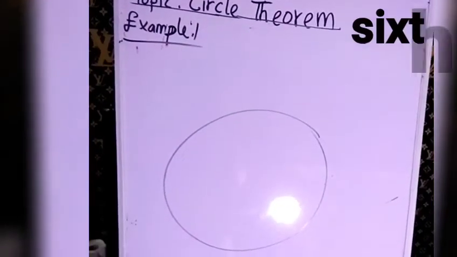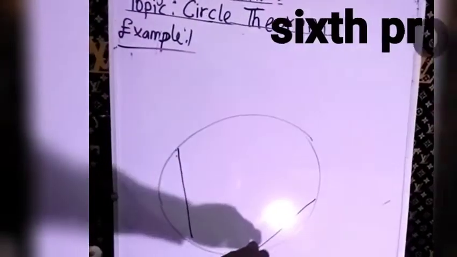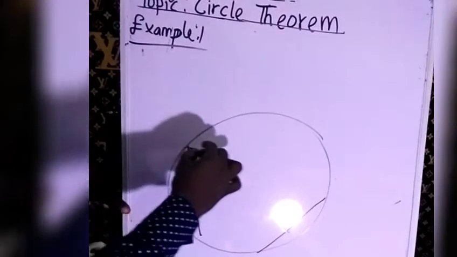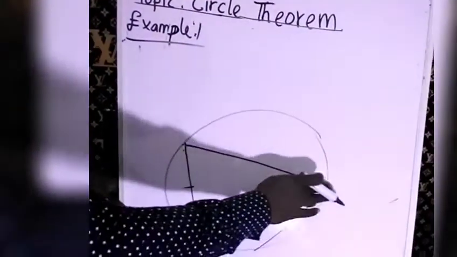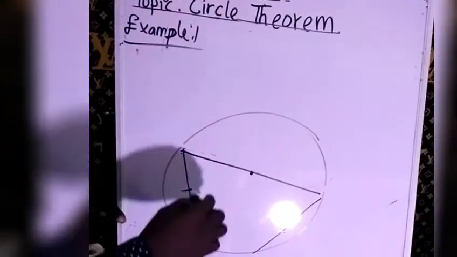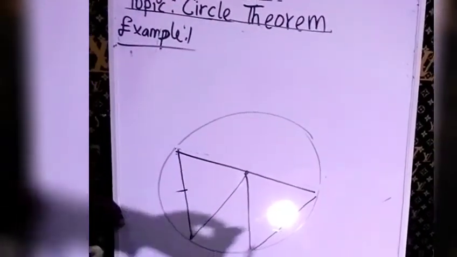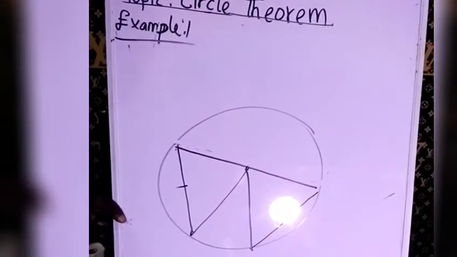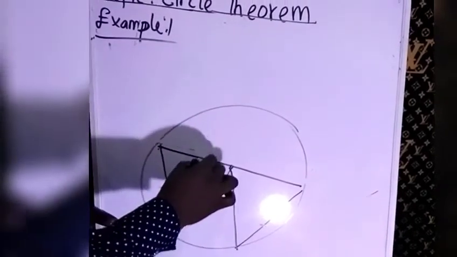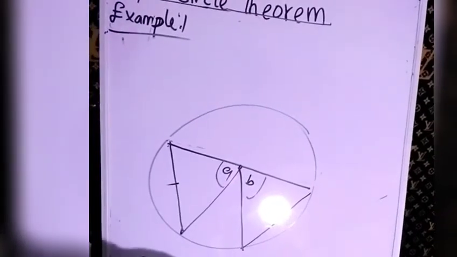Property 6 also says that equal chords. So this is a chord, and this is also a chord. If the chords are the same and they are subtending an angle at the diameter of the circle, so the angle should be at the diameter, it says that the angles from here are the same only if this chord and this chord are the same. So if the chords are the same and they are subtending angles at the diameter or the center of the circle, it means that the angles formed are the same. So A will be equal to B.